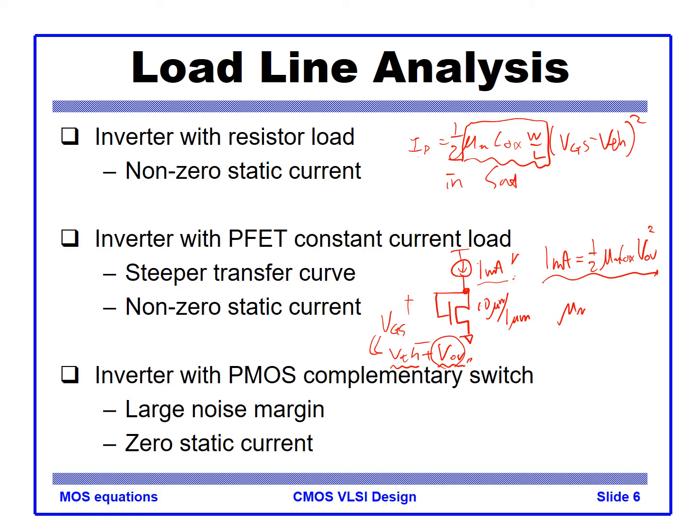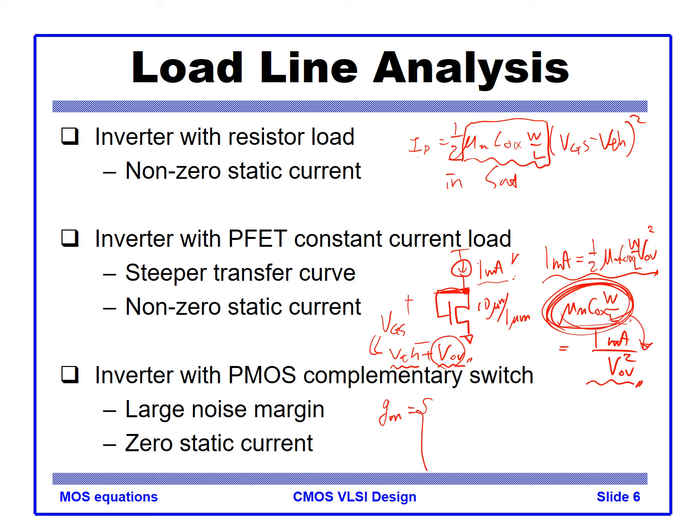So if we assume that the device follows the square law model, and we know the current and overdrive voltage, then we know the number mu n COX W over L. That would be 1 milliamp over V overdrive squared, right? So all these numbers are factored into this calculation.